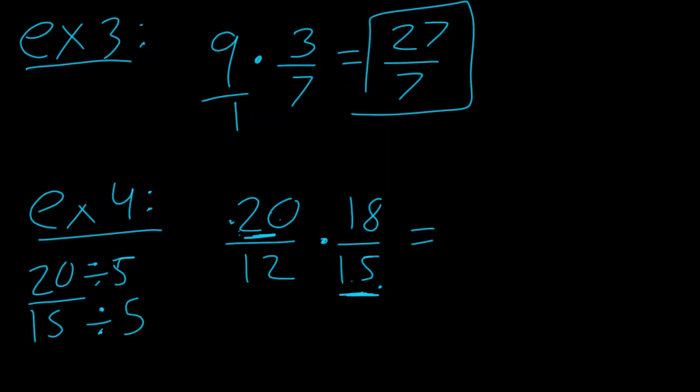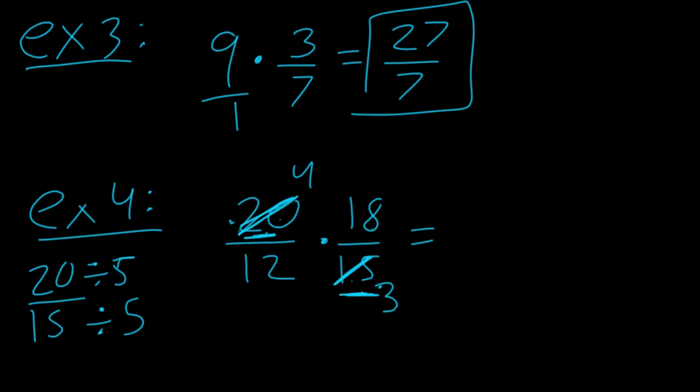Now the way you would do this, you would say, well, I know that 20 and 15 can both be divided by 5. 20 divided by 5, you cross it out, 20 divided by 5 is 4. And 15 divided by 5 is 3.